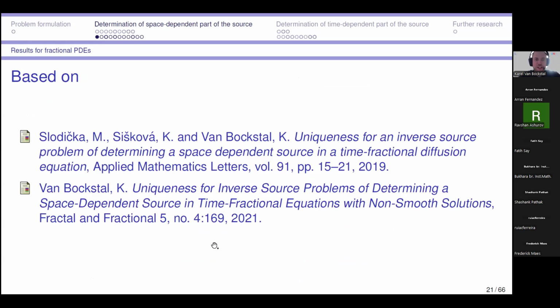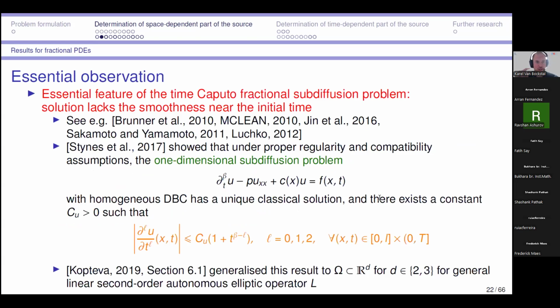Okay, so this was quite a long introduction, I see. And now I will go to the fractional equations. So in the first part, results are based on these two papers. The first one is joint work with Marian Slodichka and Katerina Siskova, published in Applied Mathematics Letters. And the second work, where I extended some results, including, I will explain what I mean by non-smooth solutions, published in Fractal and Fractional.